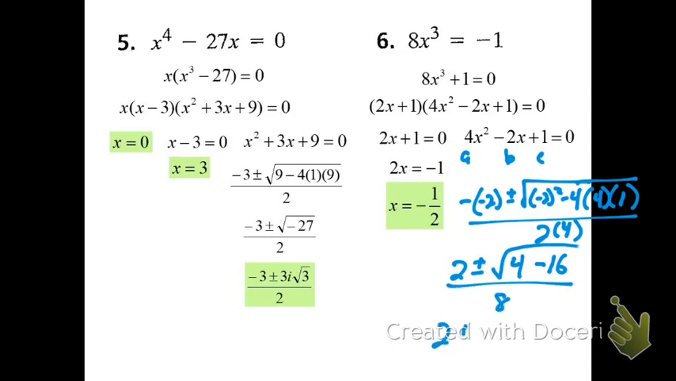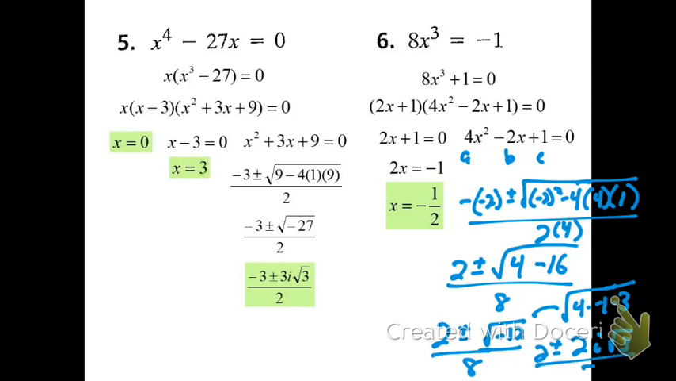So this would be 2 plus or minus the square root of, that'd be negative 12 over 8. And negative 12 breaks down into 4 times negative 1 times 3, which is 2i root 3. So you have 2 plus or minus 2i root 3 over 8.